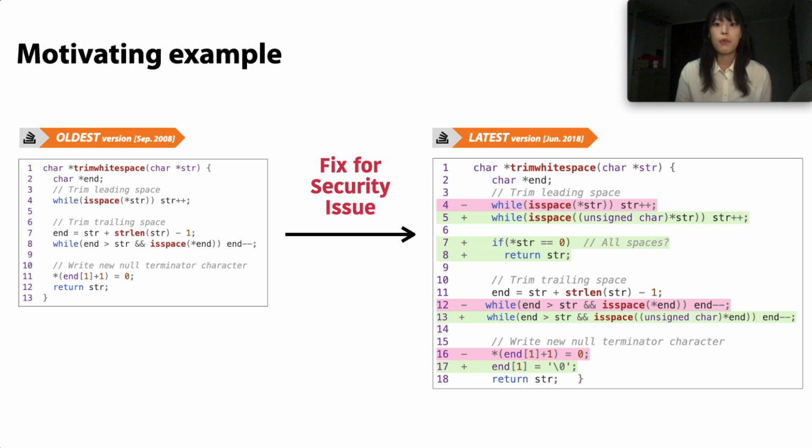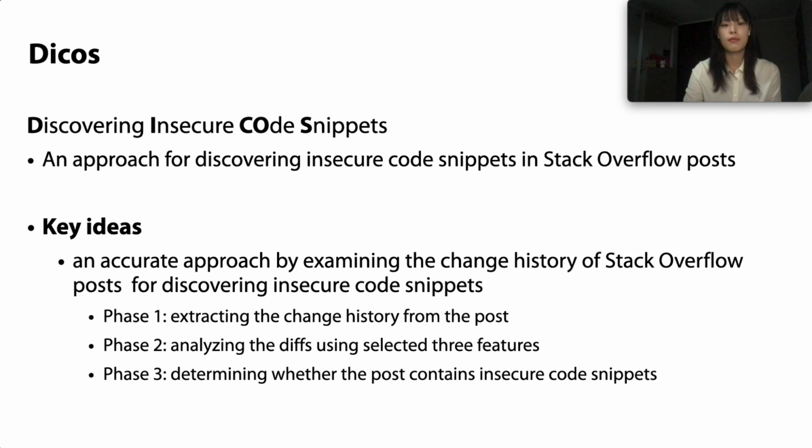However, existing approaches cannot discover these insecure code snippets accurately because they are only targeting security-sensitive APIs or cannot discover automatically. To resolve such problems, we propose Dicos, an approach for discovering insecure code snippets in Stack Overflow posts. The key idea of Dicos is an accurate approach by examining the change history of Stack Overflow posts for discovering insecure code snippets.